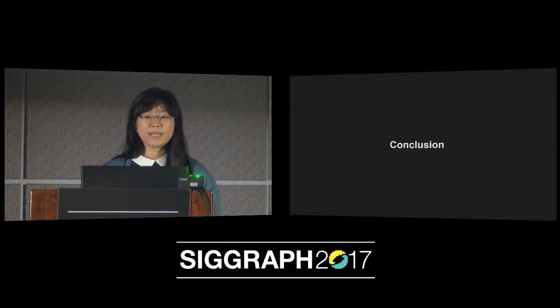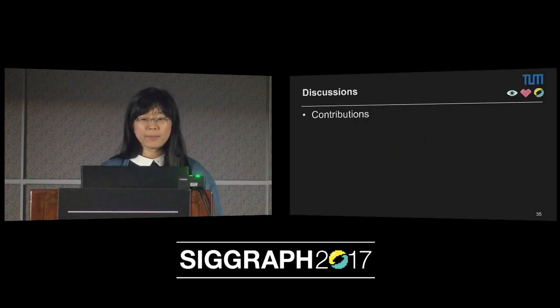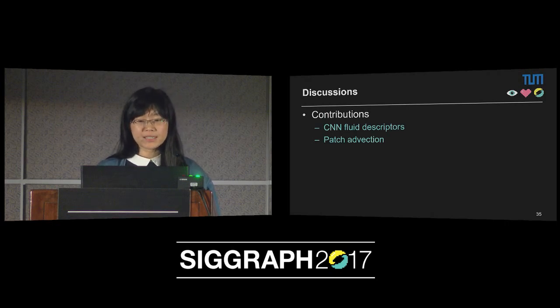At last, I will make a conclusion by discussing the contributions and the future directions. So our method uses the convolutional neural network to encode the fluid descriptor. We also provide a rebounced patch advection method with anticipation. And based on these two, for the first time, we show a reusable fluid repository. We also offer an efficient synthesis pipeline.